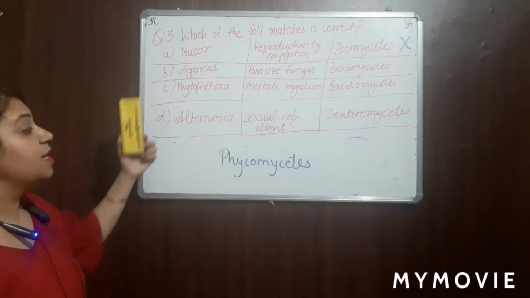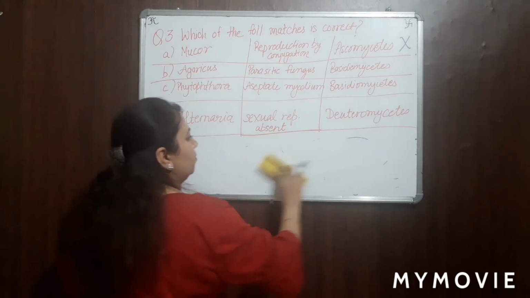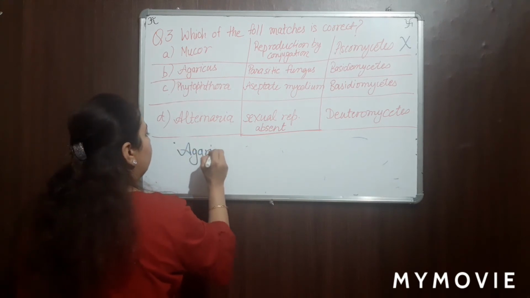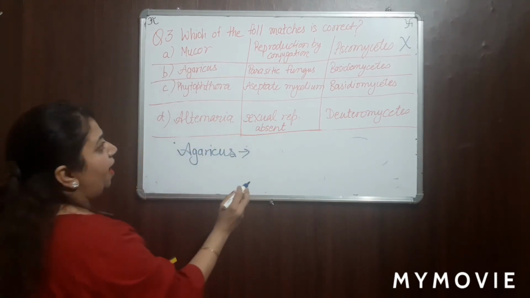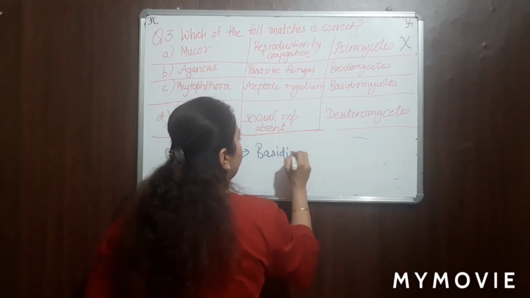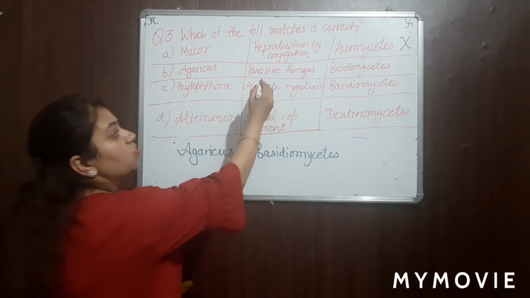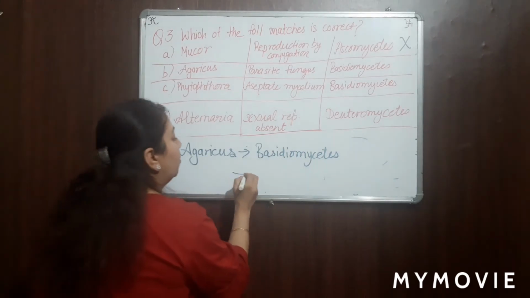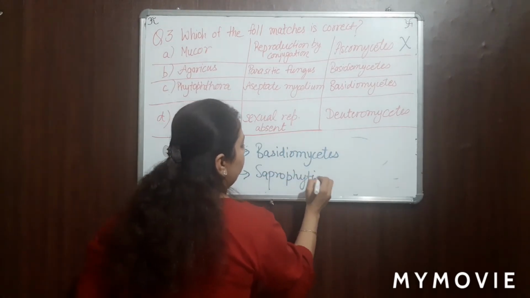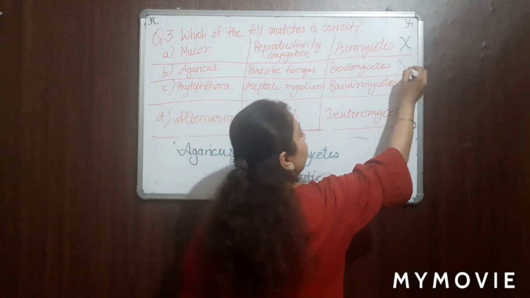Now the second one is Agaricus. Agaricus is basidiomycetes. But it is not a parasitic fungus. The mode of nutrition is saprophytic and not parasitic. So this is also incorrect.